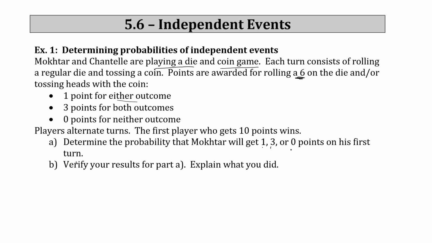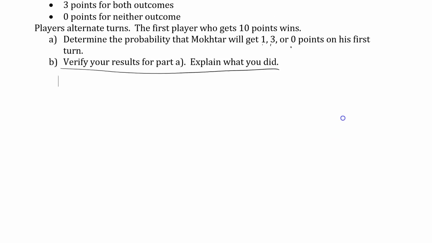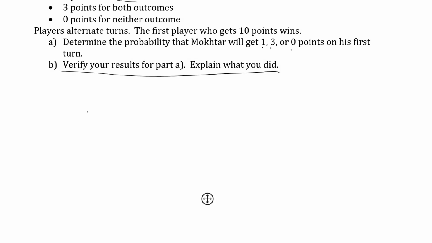Now here's the thing, folks. You can only get 1, 3, or 0 points. So hopefully when we add up all of the different probabilities, they should equal 1. So let's just draw this. The first leg of the tree diagram will be rolling a die. And the second leg will be tossing a coin.